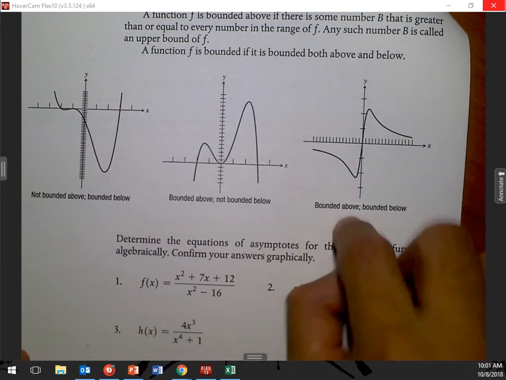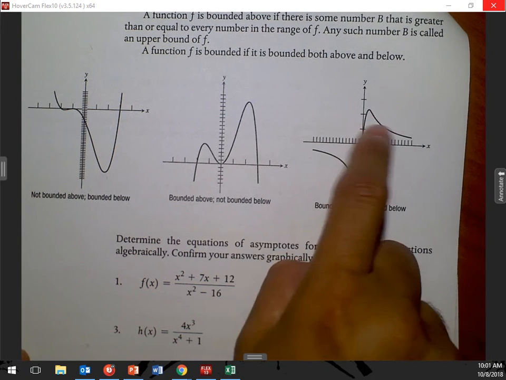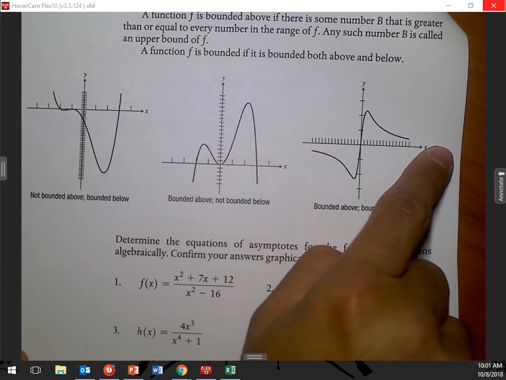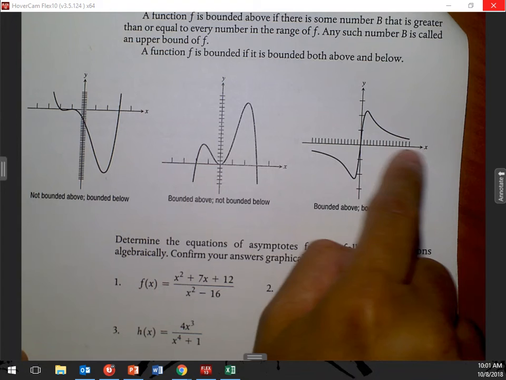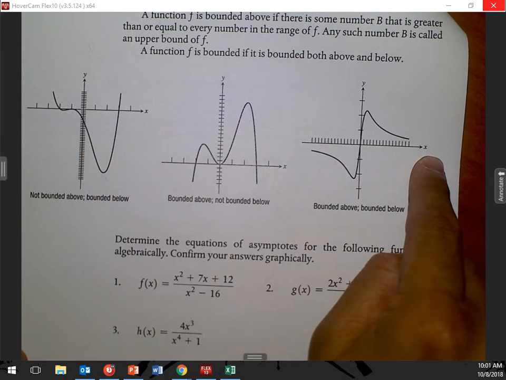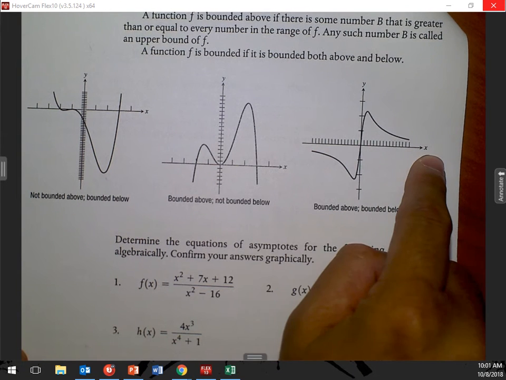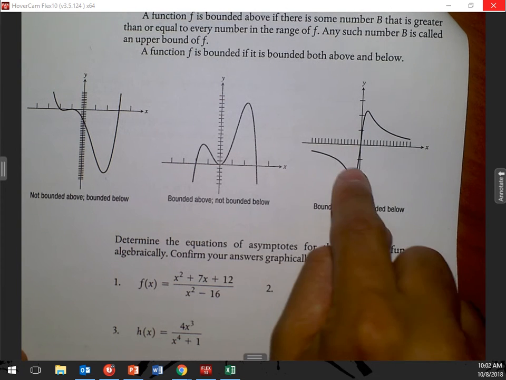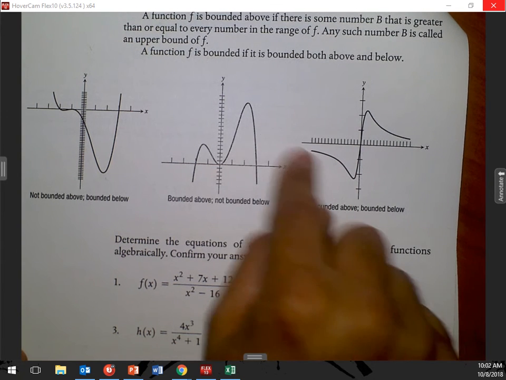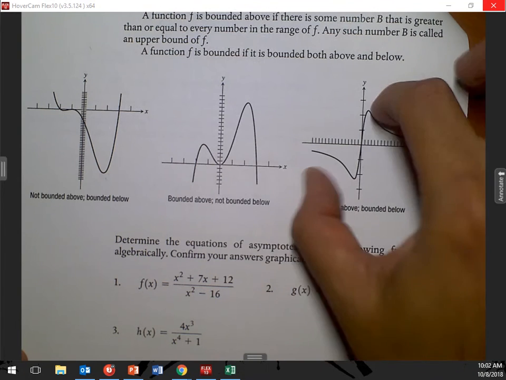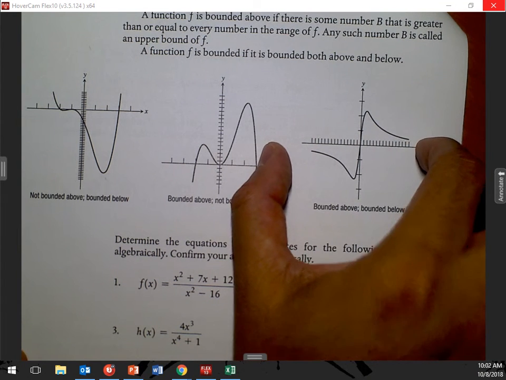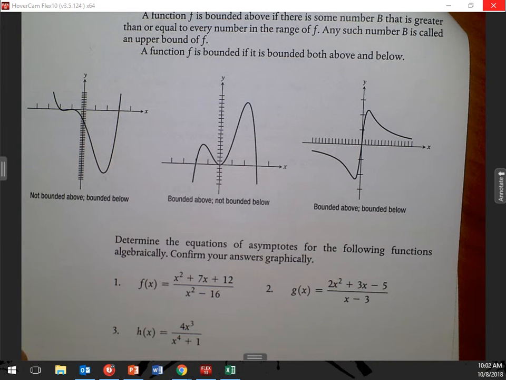Okay, this one right here, so it goes up, but if you notice the end behavior, this is going out to infinity. It looks like it's going to go like an asymptote at 0, right? This one, as it goes to negative infinity, is going to 0 from the other side, from the negative side, right? So it is bounded above and below because it looks like it's going to some horizontal asymptote here.